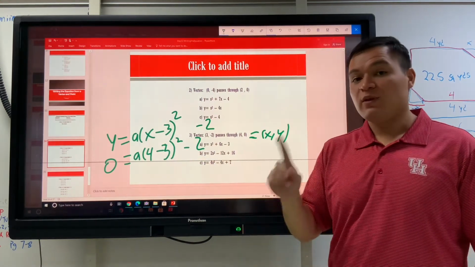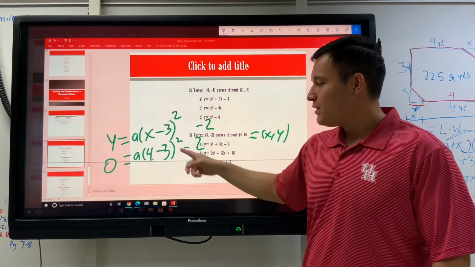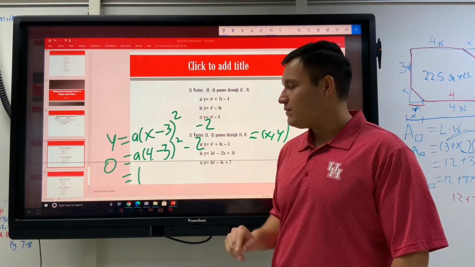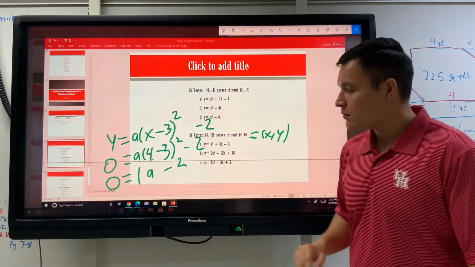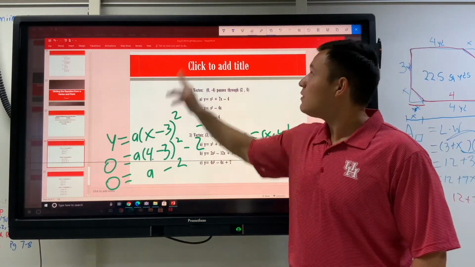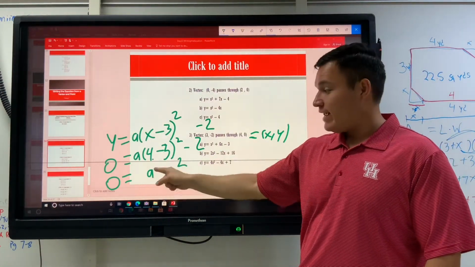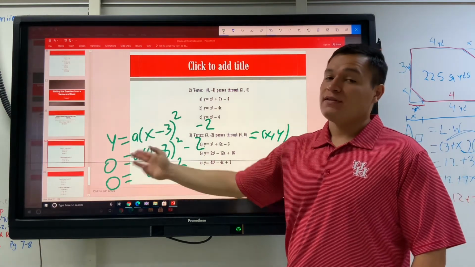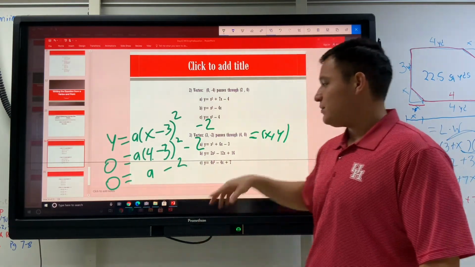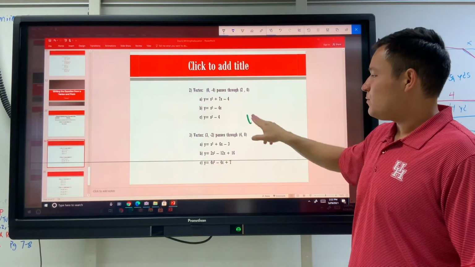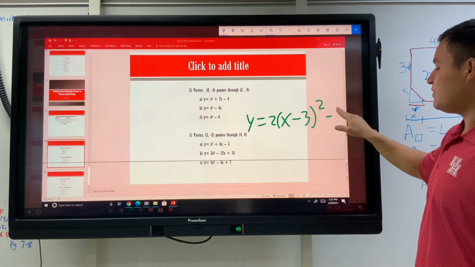4 minus 3 will be 1. So this is going to be a times 1 squared. 1 squared is still 1 times a minus 2 equals 0. Since that's a 1, it doesn't even matter. We have a minus 2 equals 0. What number would a need to be so that if you subtract 2, it's equal to 0? The answer is obviously 2. 2 minus 2 equals 0. So that means y equals 2(x minus 3) squared minus 2.